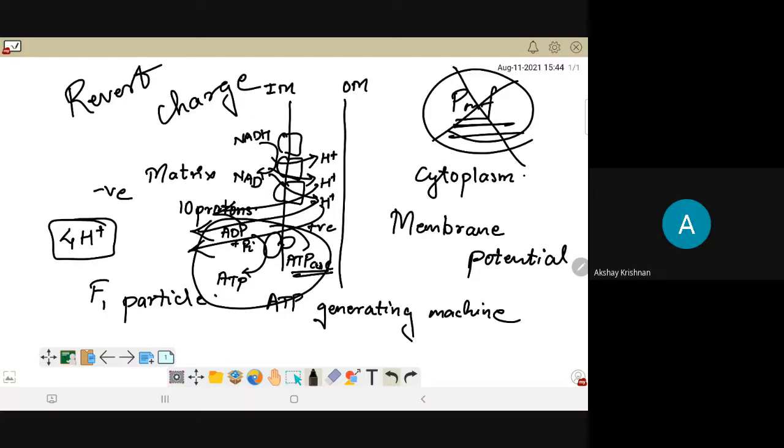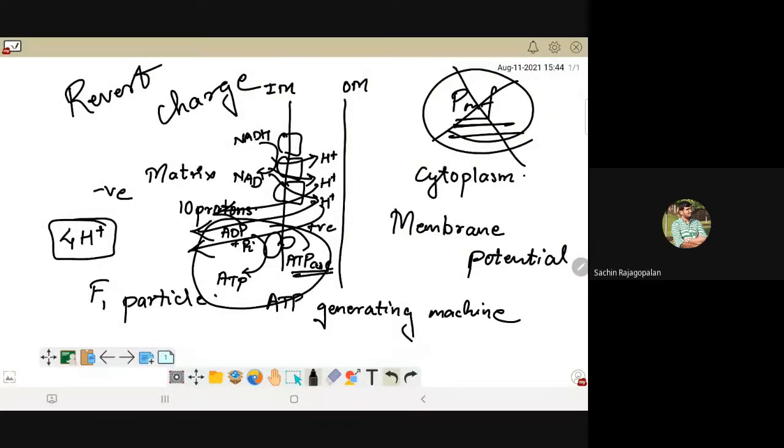In the cytoplasm of the cell. Where is ETC taking place? In the mitochondria. Which membrane? The inner membrane. Very good.